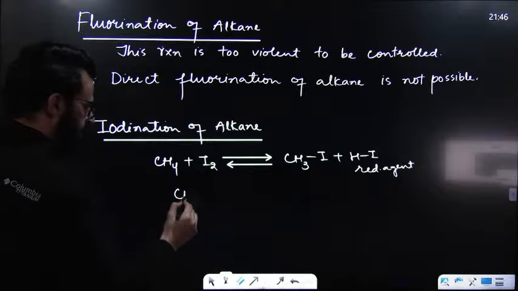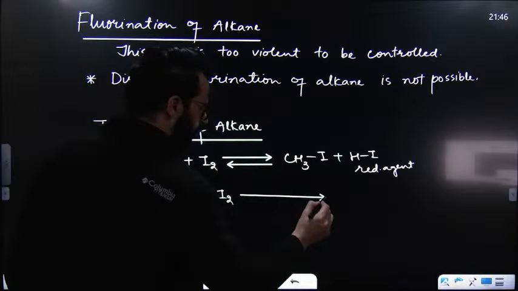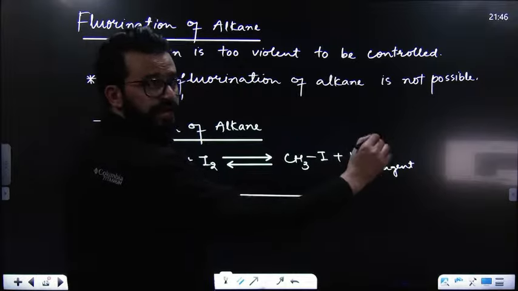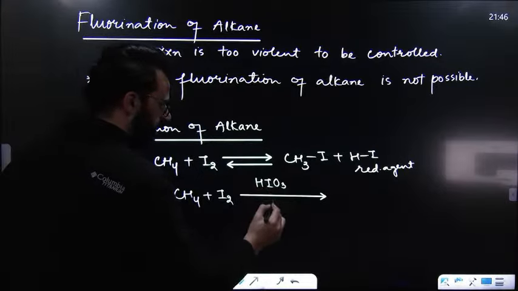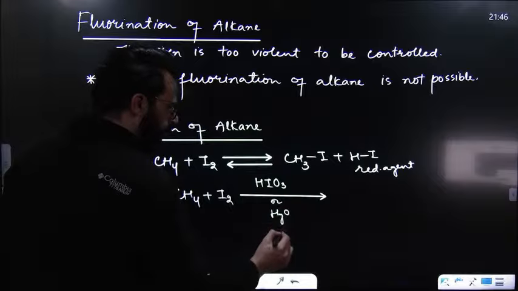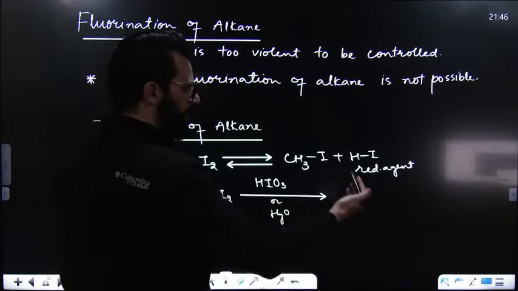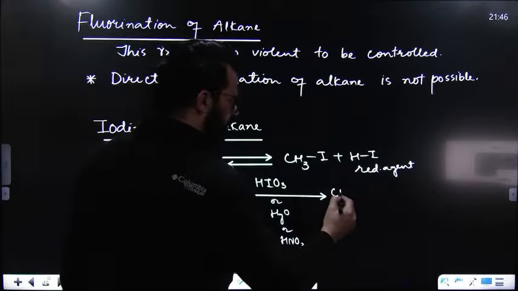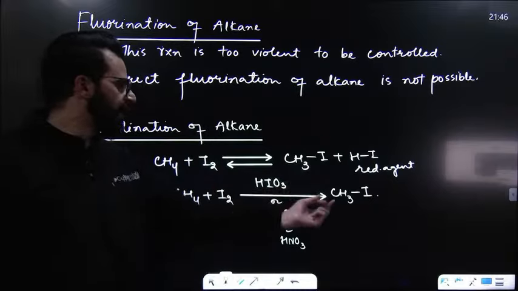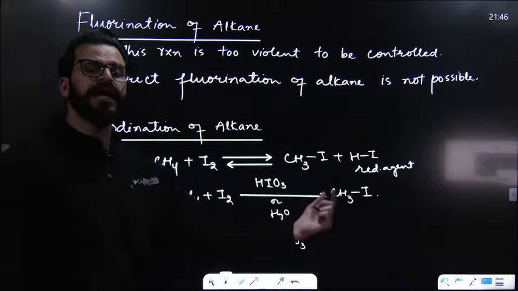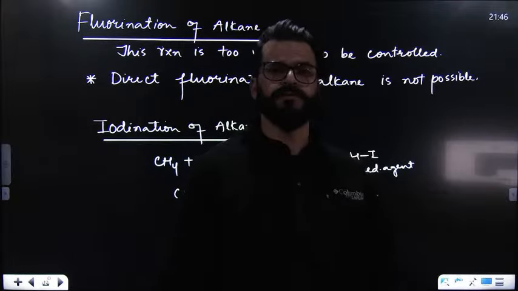Now, direct iodination can be possible only if we remove this HI, and this HI can be removed if we use oxidizing agents like HIO3, HgO or HNO3. So these will remove HI. Hence, if HI is removed, the reaction will proceed in the forward direction. That means we can form alkyl iodide from alkane at that time, so direct iodination is possible. So this was all about concept number 1.